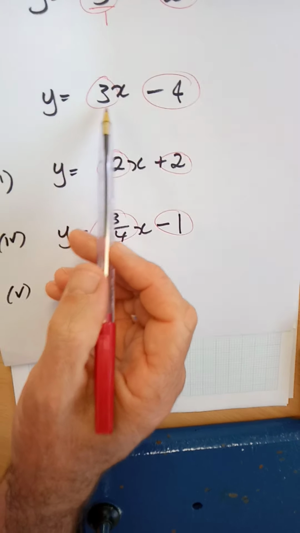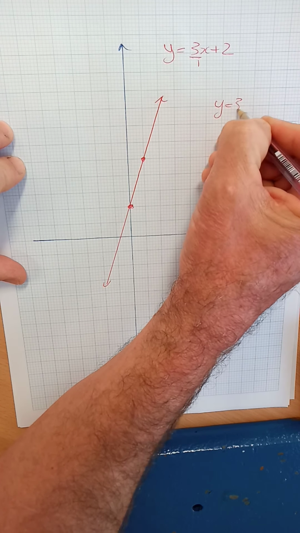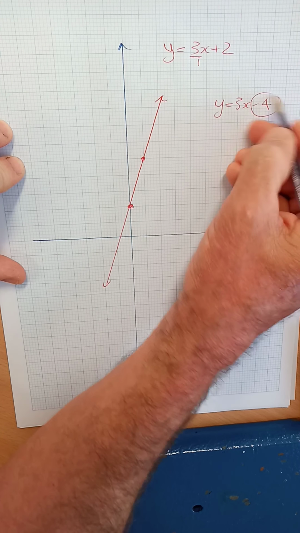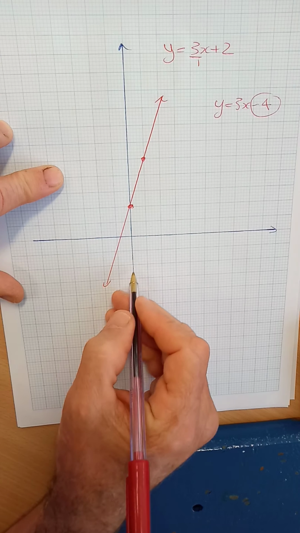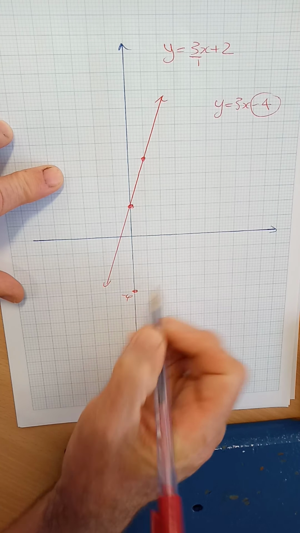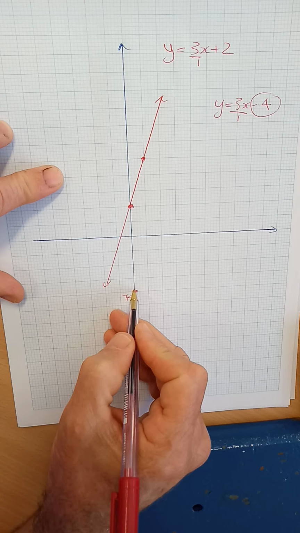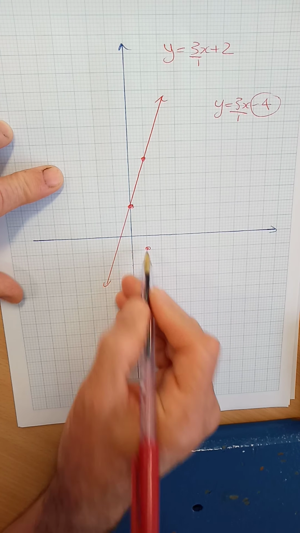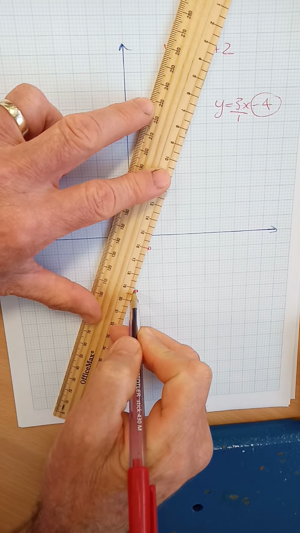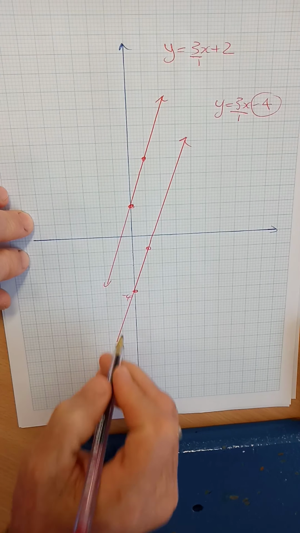Let's look at the second one. y equals 3x minus 4. The y-intercept this time was minus 4. So I find minus 4 on the graph. 1, 2, 3, 4. It's down here. And the gradient is 3 over 1. So we go up 3 from that point and across 1. There's my graph. And because they've got the same gradient, remember, they'll be parallel.